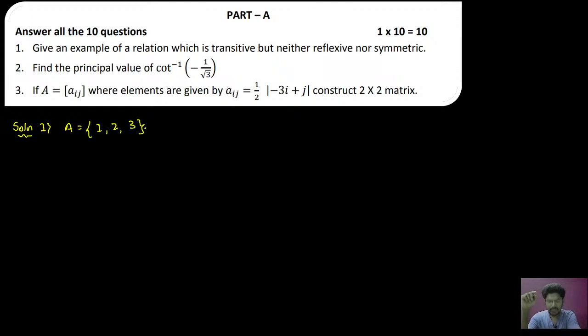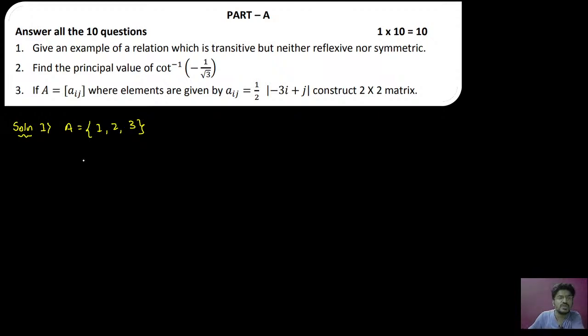Most of the students make the mistake of not writing the set; they directly write the relation. Don't write the relation directly. First you have to write the set, then you have to write the relation. Please keep it in mind, because examiners will be very keen to observe all these things. If you write set A, then the relation, the answer will be correct. Don't write R equal to directly.